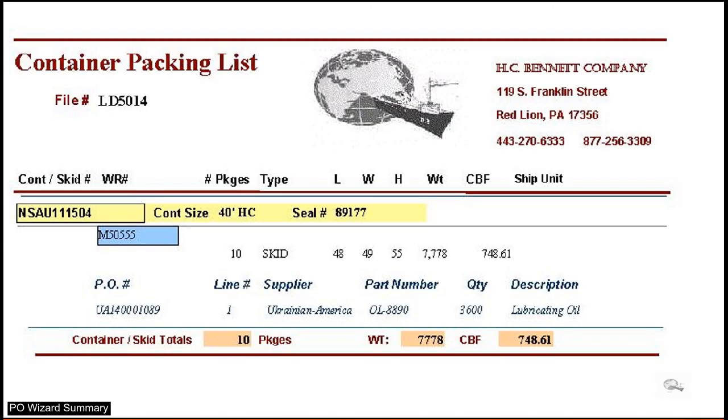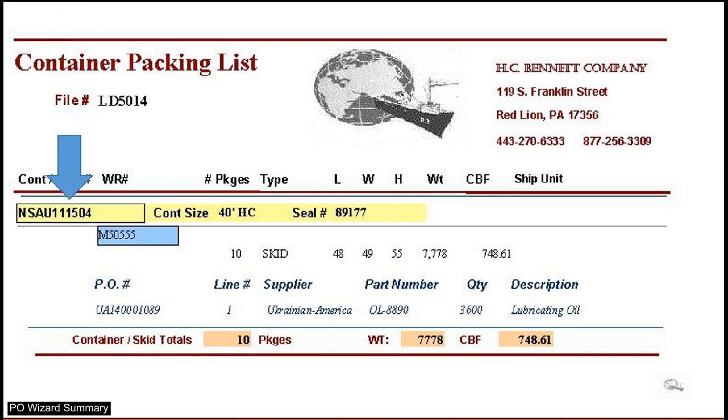This is the container package list that summarizes by shipping package and line item what is loaded in the particular container of the shipment, or skid if it's an air shipment. This can be printed and affixed inside the container or on the skid with the cargo.